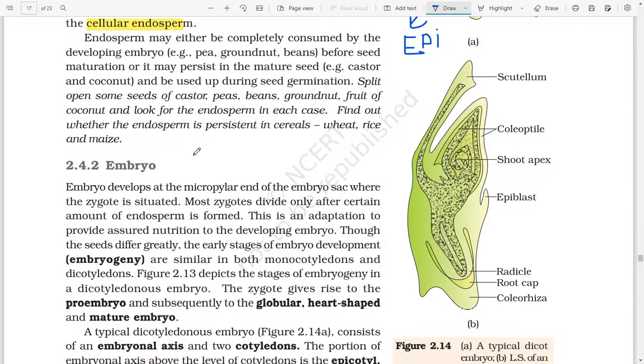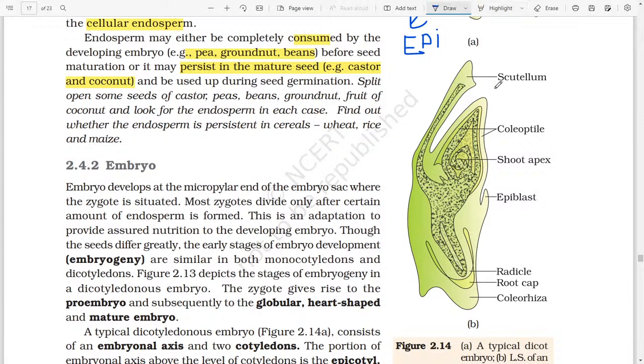Endosperm may either be completely consumed by the developing embryo before seed maturation, for example pea and groundnut, or it may persist in the mature seed. These are consumed totally, while it persists in castor and coconut and is used up during seed germination. Split open some seeds of castor, groundnut, and fruits of coconut, and look for the endosperm in each case. Find out whether the endosperm is persistent in cereals such as wheat, rice, and maize.